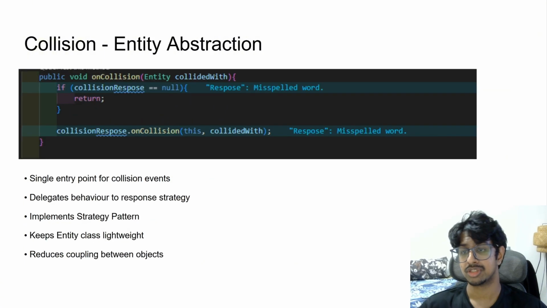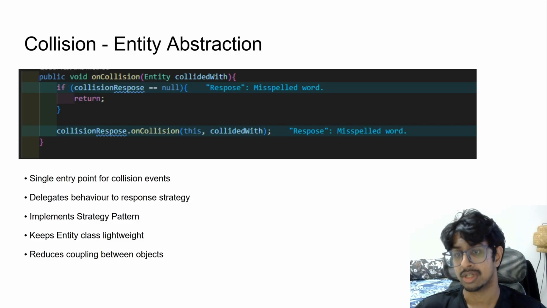At the entity level, collisions are routed through a single entry point called onCollision. The entity itself does not contain behavior logic. Instead, it delegates to a response strategy object. This follows the strategy pattern from object-oriented design, allowing different entities to attach different behaviors while keeping the collision pipeline unchanged. This abstraction keeps the system loosely coupled and flexible.